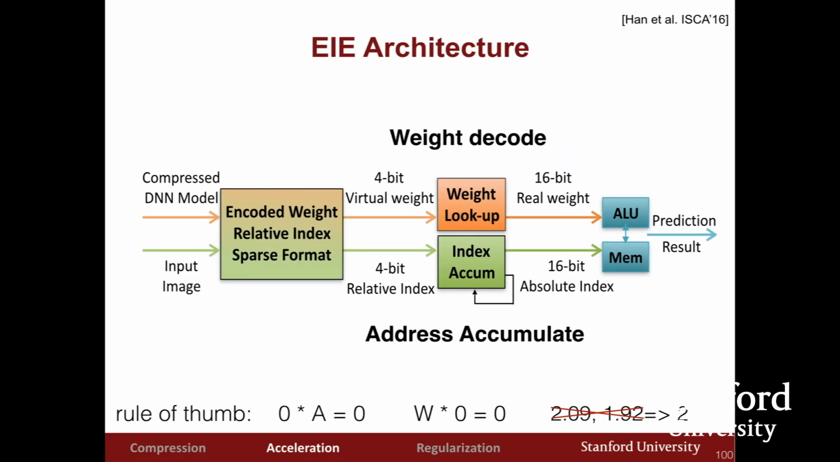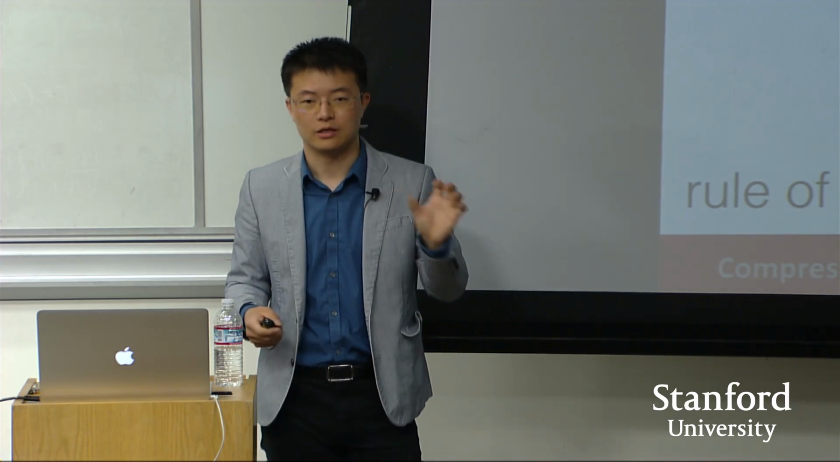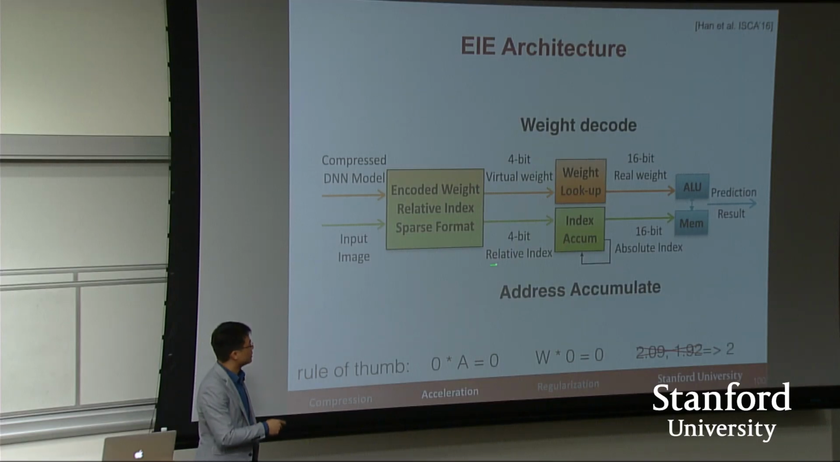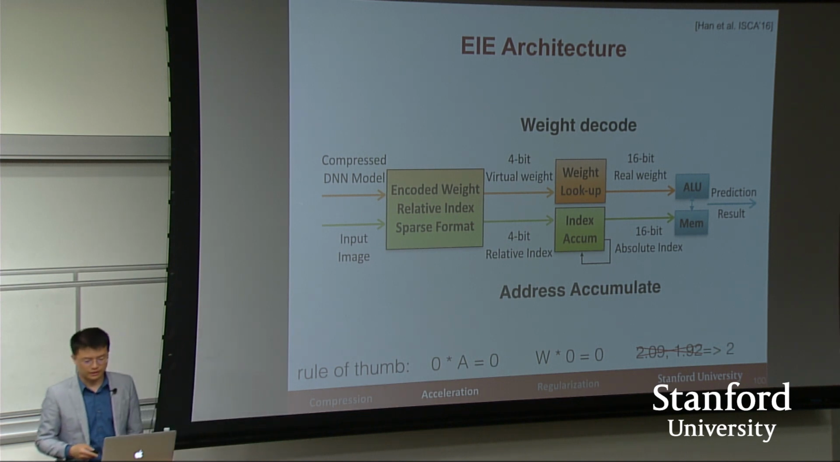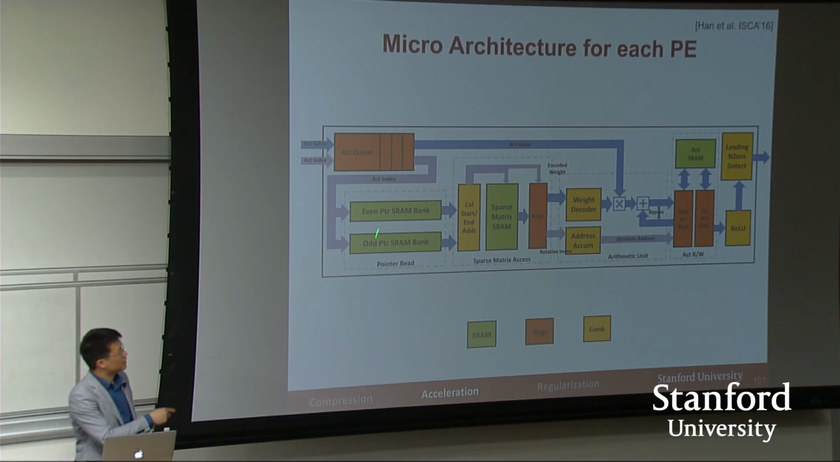So this is a little complicated, so I'm going to go very quickly. I'm going to have a lookup table that decodes the 4-bit weight into the 16-bit weight. And using the 4-bit relative index, pass it through an address accumulator to get the 16-bit absolute index. And this is what the hardware architecture looks like at a high level. Feel free to refer to my paper for details.